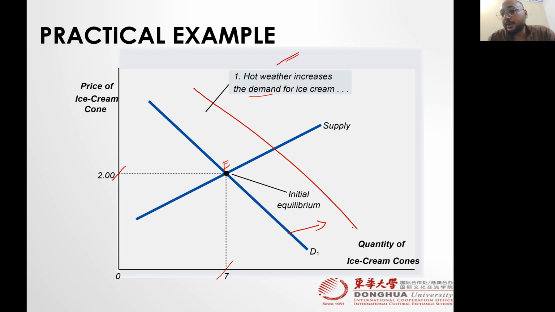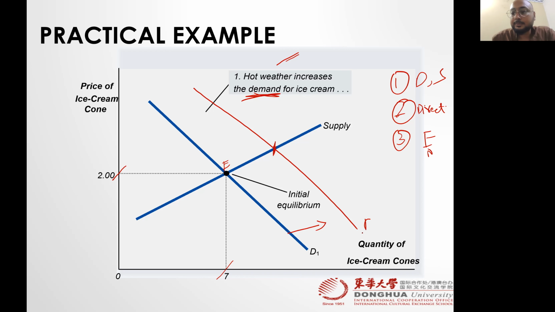So what is the new equilibrium? Three-step process: find out whether this is a case of demand or supply, shift or movement; find out the direction; and third, find out the new equilibrium. So we find out this is a case of demand, a shift to the right, and we have a new equilibrium, E2.